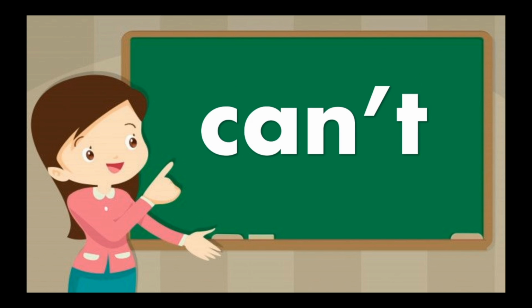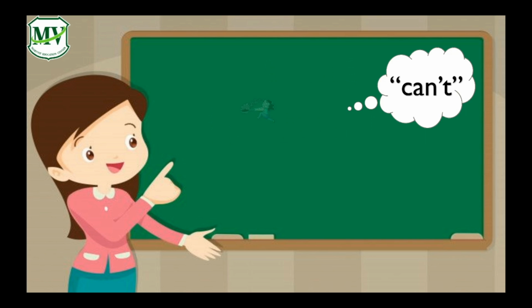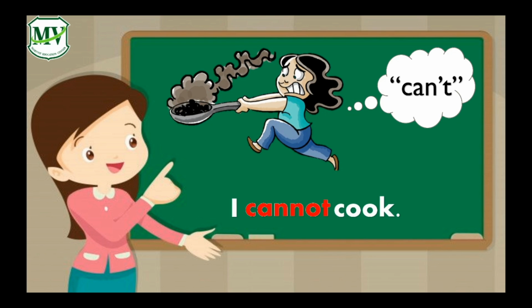Can't. The modal verb can't is used to express an ability that we cannot do. In a short form, you can write cannot as can't. For example, instead of saying I cannot cook, you can say I can't cook.